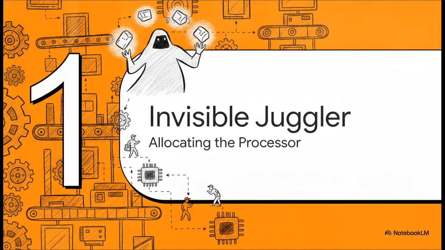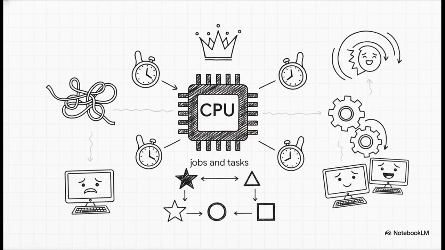All right, part one, the invisible CPU juggler and how it actually allocates the processor. Meet the Processor Manager. This system component is essentially the floor boss. It's totally responsible for allocating the processor to execute incoming jobs and managing the tasks of those jobs. Basically, it decides exactly who gets to use the hardware and for how long. Without this manager keeping things fair and efficient in a multi-programming environment, your computer would literally just freeze up trying to do two things at once.